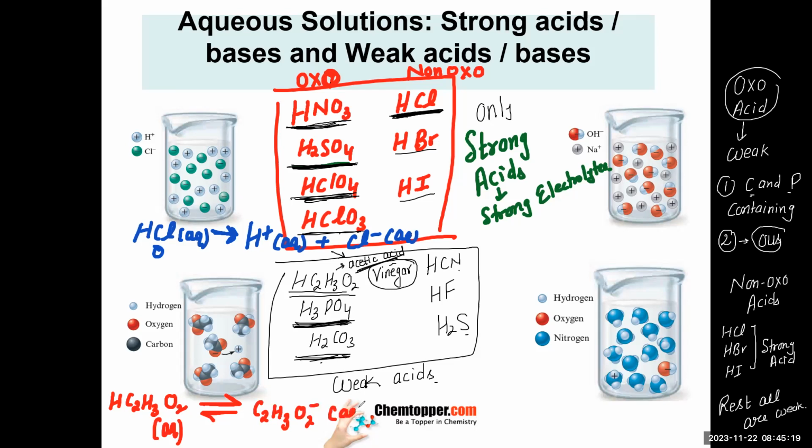AQ and H plus AQ. That's the dissociation of this weak acid. These are weak acids, all of them. These are the rules for weak acids. So you can easily identify it, right?